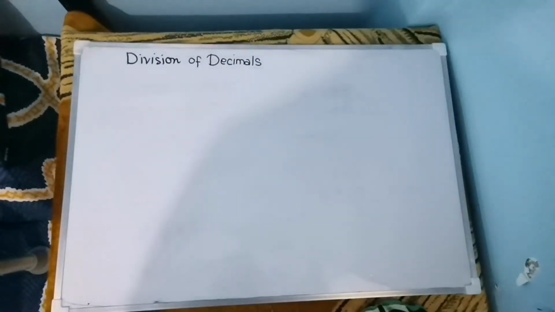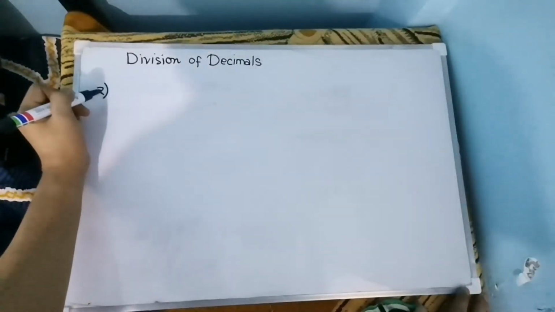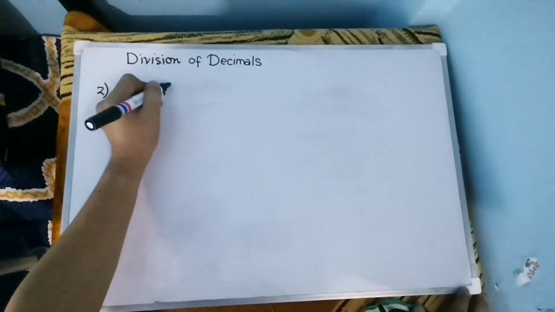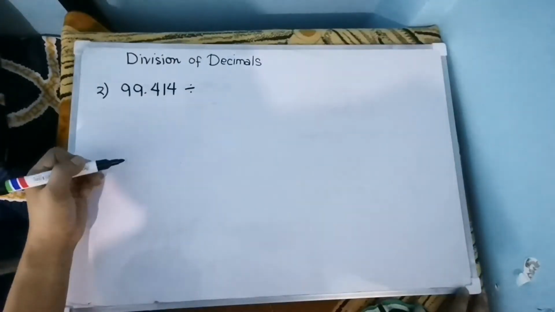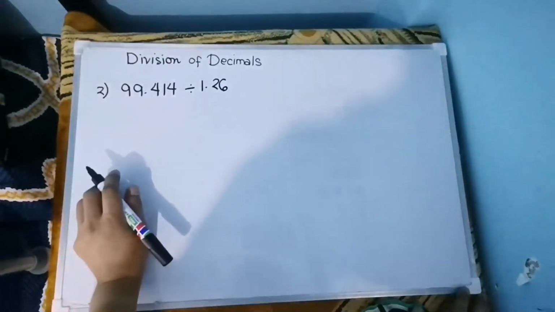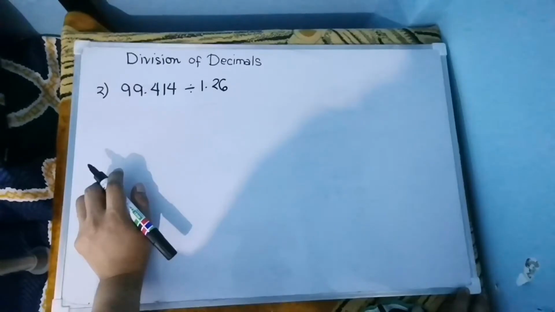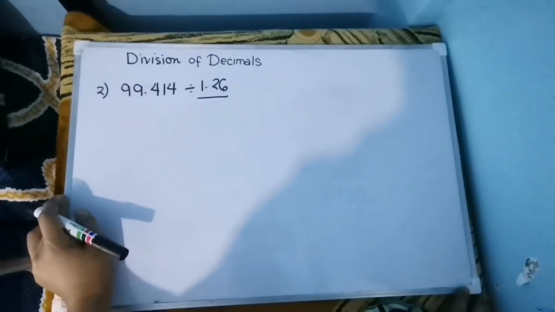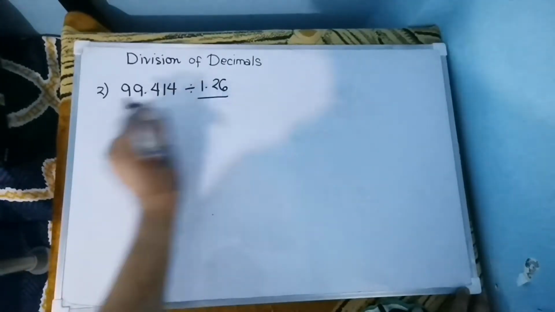For our next example, example 2: 99.414 divided by 1.26. So we have 99.414 divided by 1.26. Again, considering our divisor, we need to multiply the dividend and the divisor by 100 para maging whole number itong ating divisor.